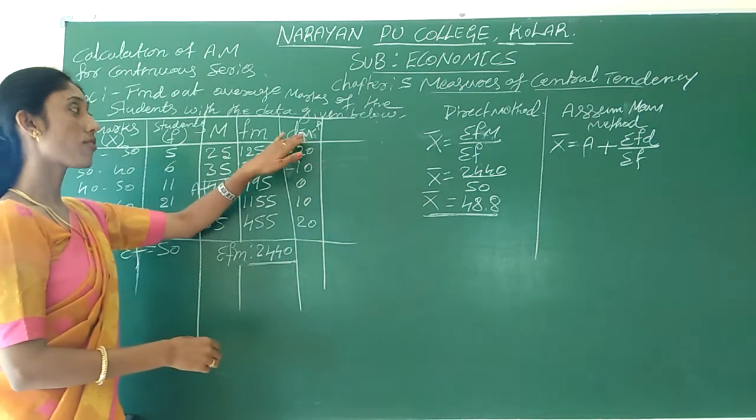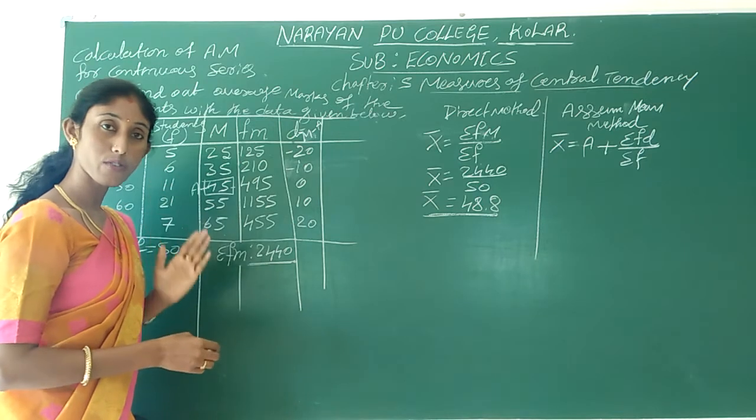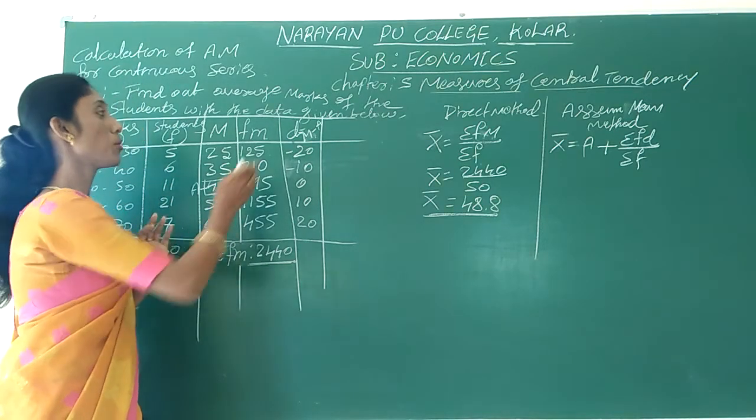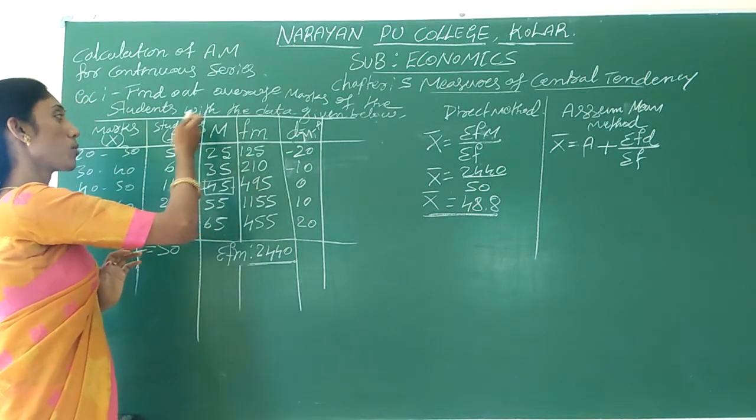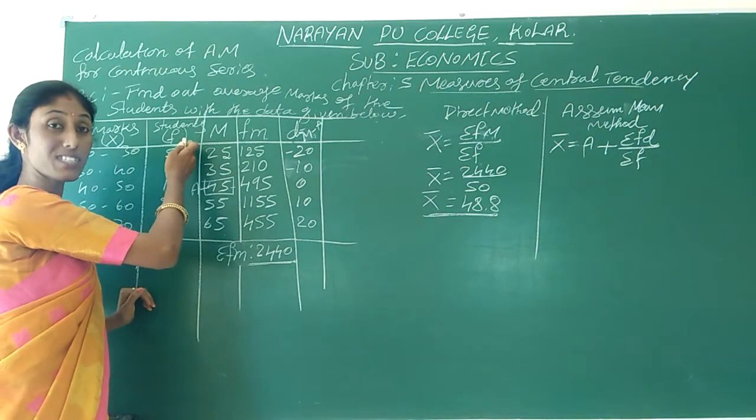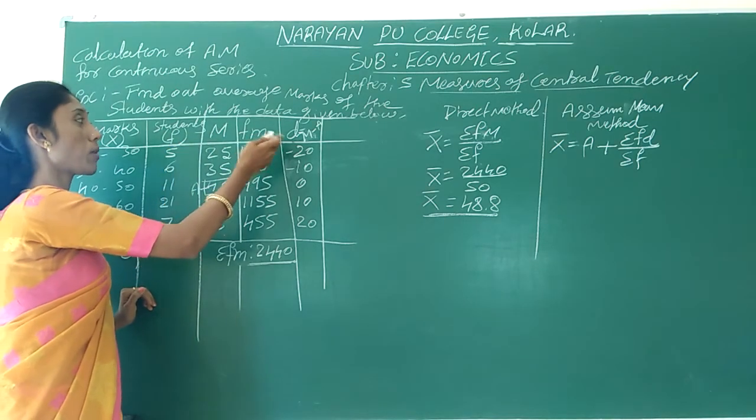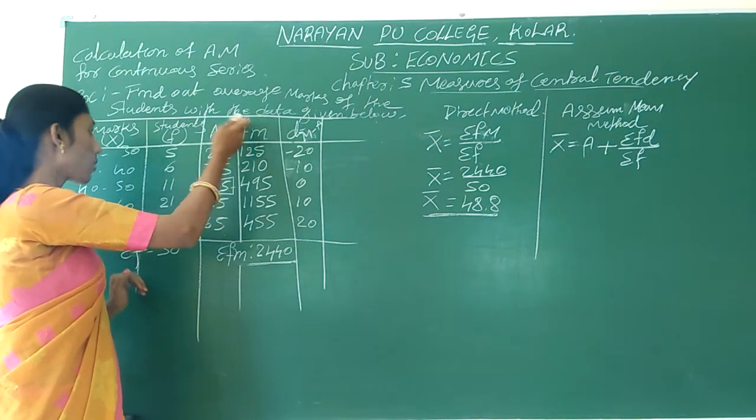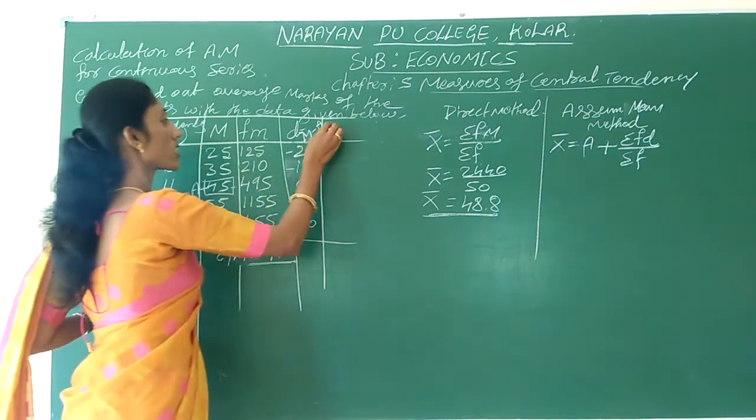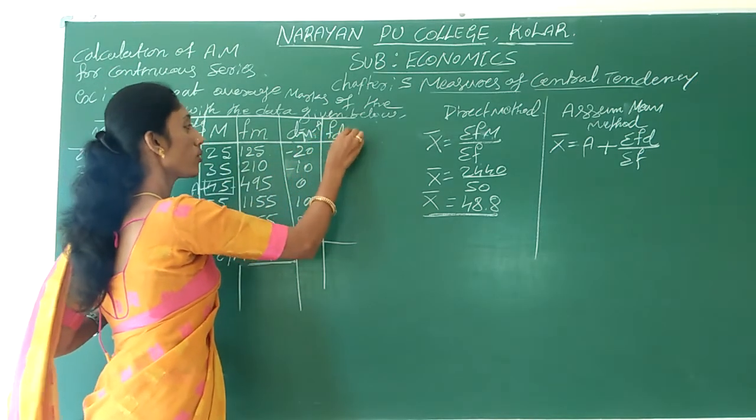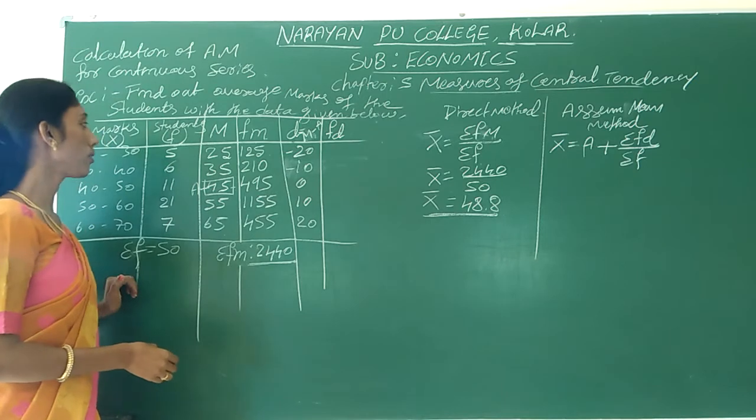Next, after finding the deviation, what should we do? We need to multiply the D values with the F, meaning frequency. We need to multiply the deviation values with the frequencies, that is nothing but F into D.